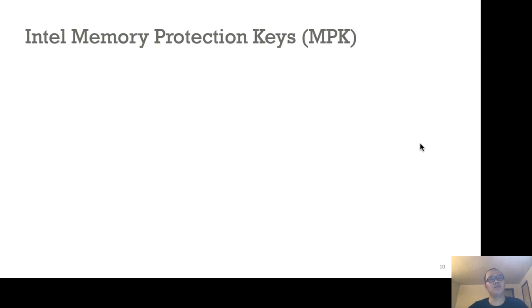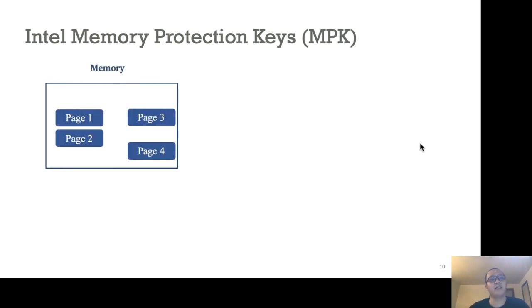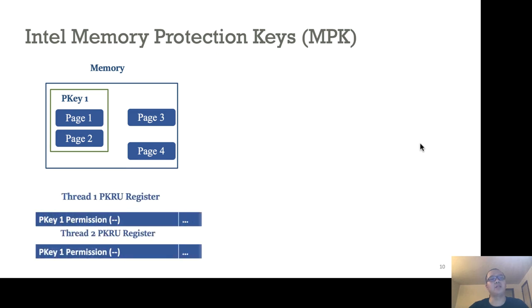First, I will introduce the Intel memory protection keys. In the memory, there may be many pages. MPK needs to first tag a set of pages with PKs, and then there's a thread-private PKRU register that records the permission of those PKs. And the thread can use a special instruction called WRPKRU to set the permission of this thread for a PK.